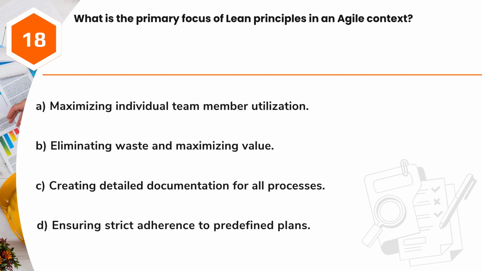Question 18. What is the primary focus of lean principles in an Agile context? A. Maximizing individual team member utilization. B. Eliminating waste and maximizing value. C. Creating detailed documentation for all processes. D. Ensuring strict adherence to predefined plans.